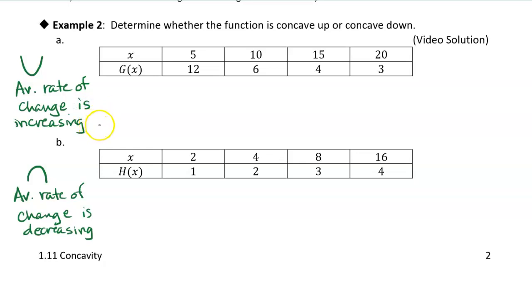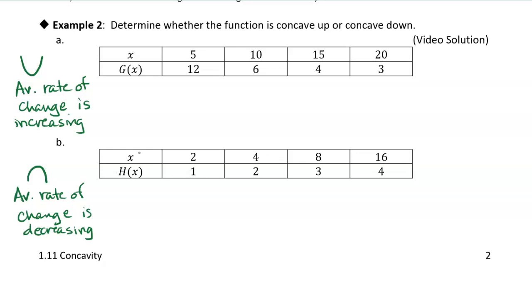But now what do we do if we don't have a function to look at? We're just given a table of values, and we want to find out whether these functions are concave up or concave down, or they could be neither. If there is no concavity, if the average rate of change is constant, then it would be linear. So let's look at the average rates of change of these functions in order to determine whether they are concave up or concave down.